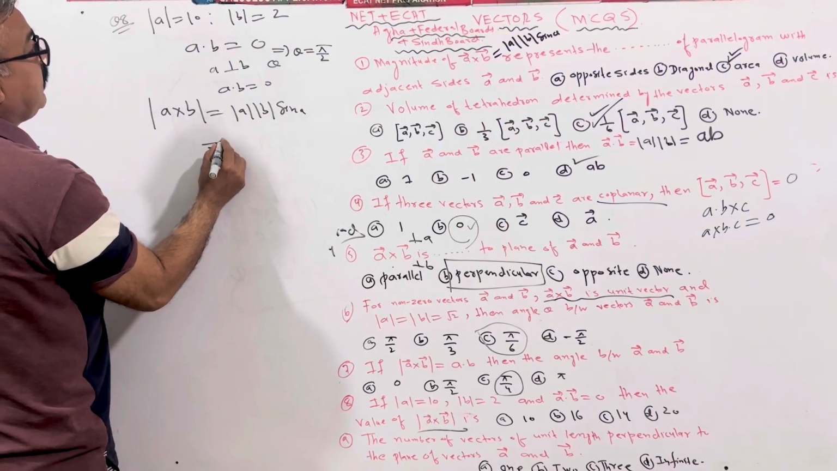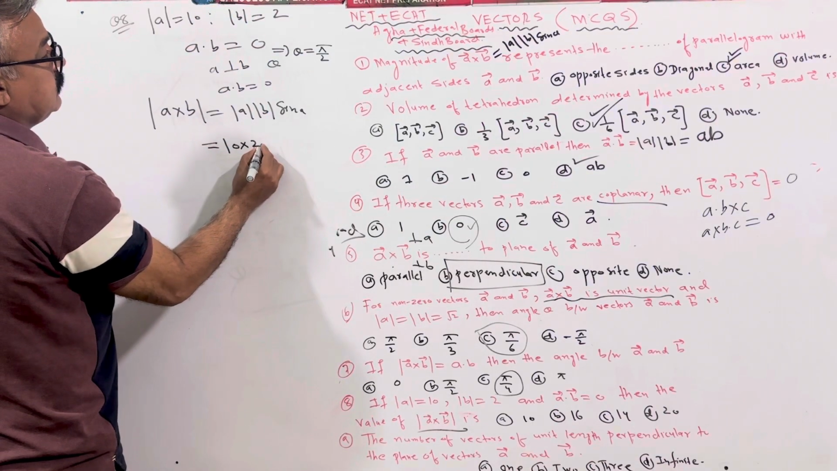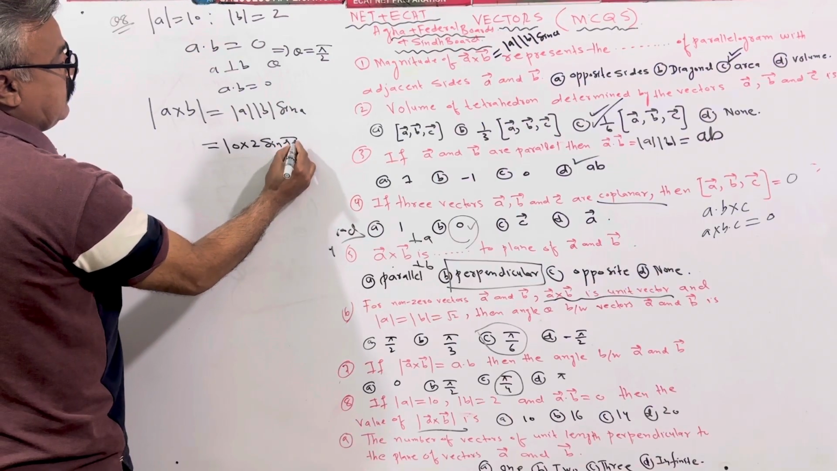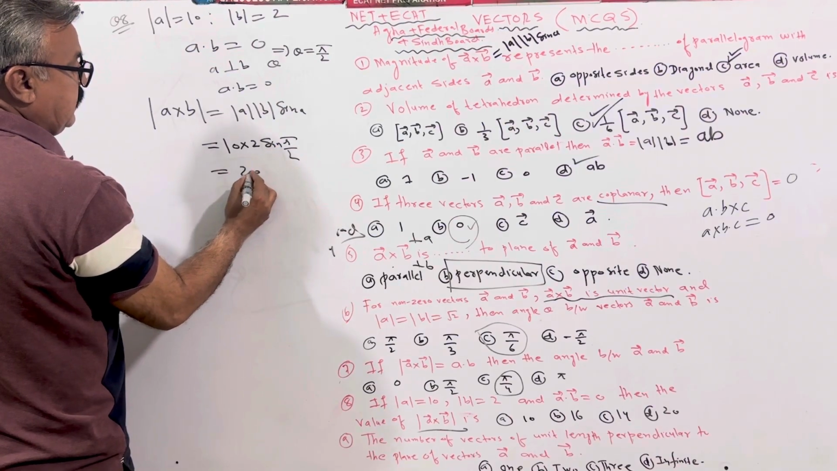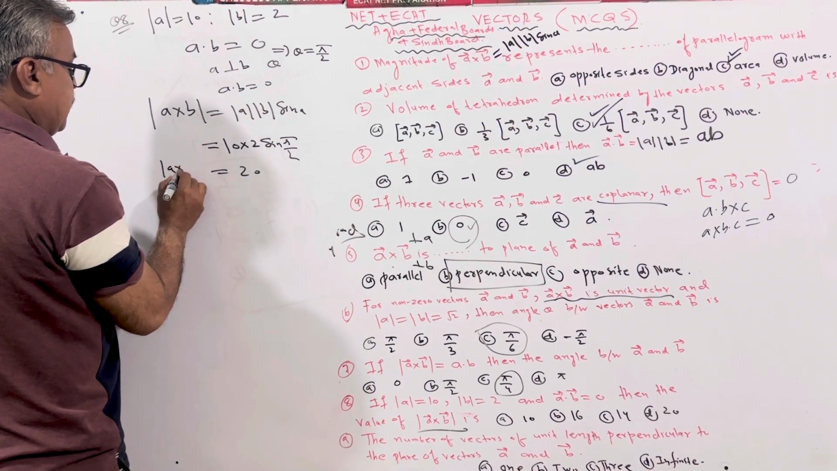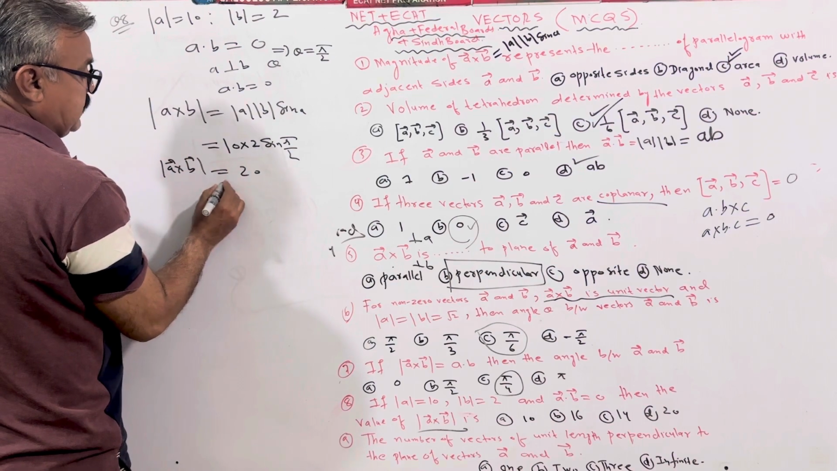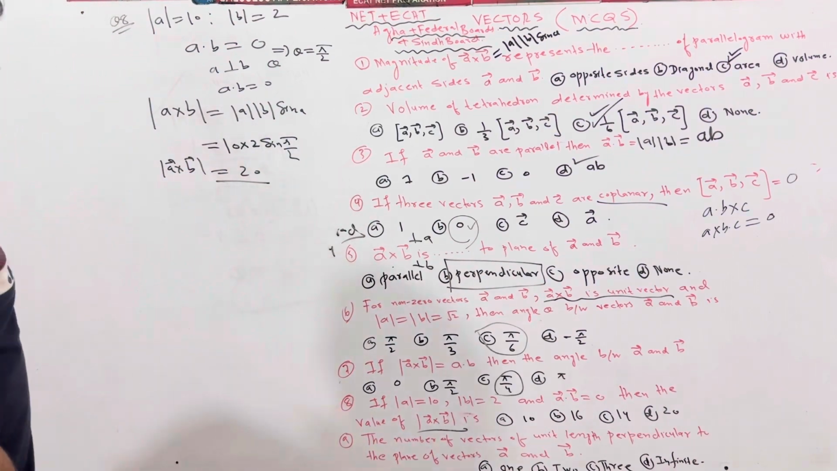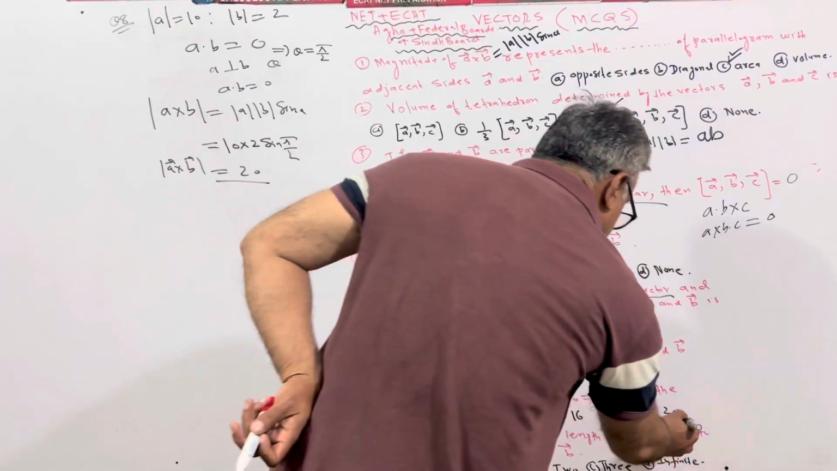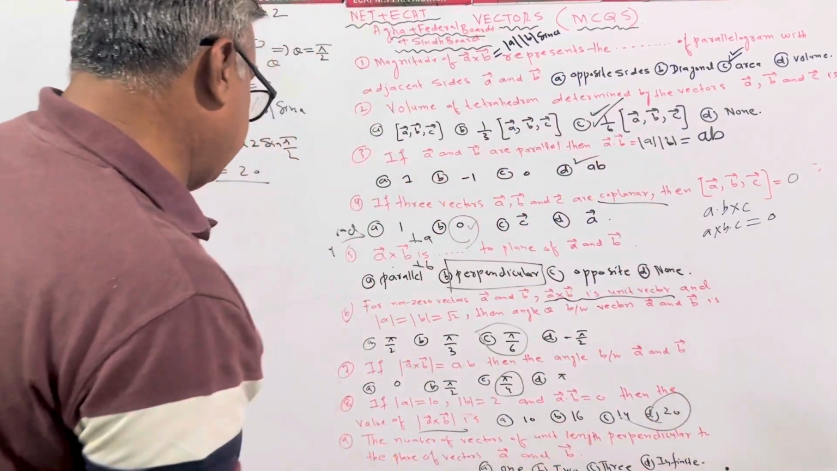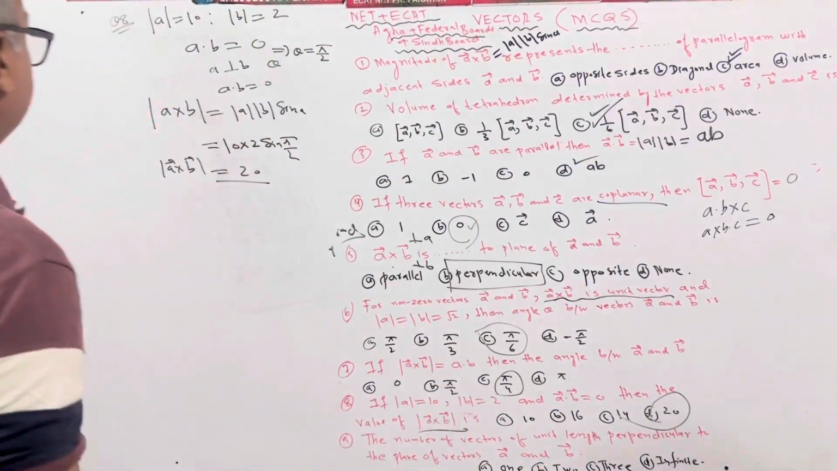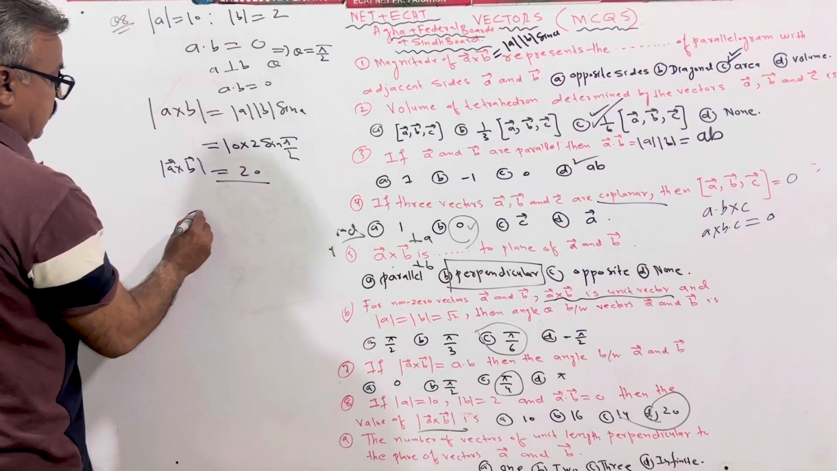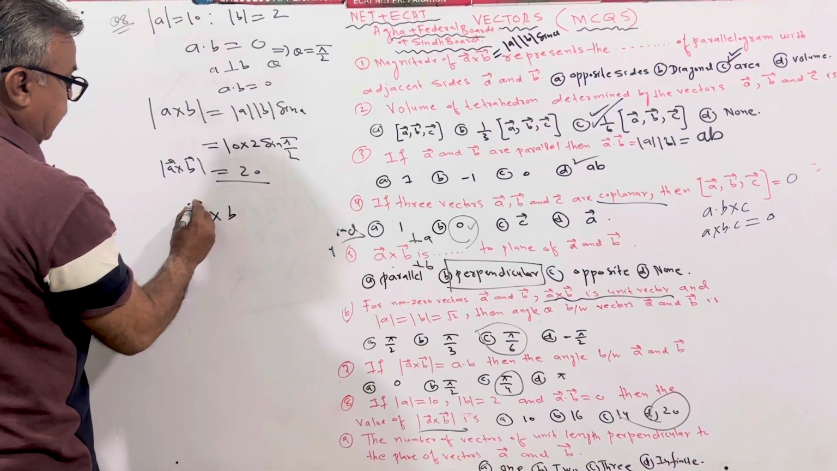So mod A is 10, mod B is 2, sine pi over 2. Sine 90 is equal to 1, 10 times 2 is 20. So the magnitude of A cross B in that case is 20 units. Option number D.